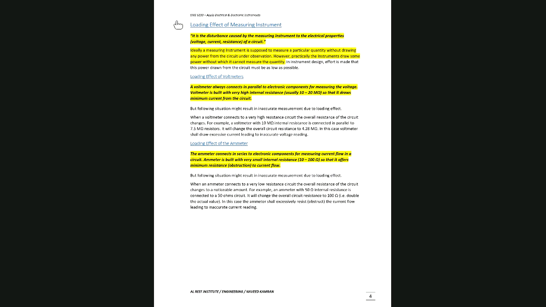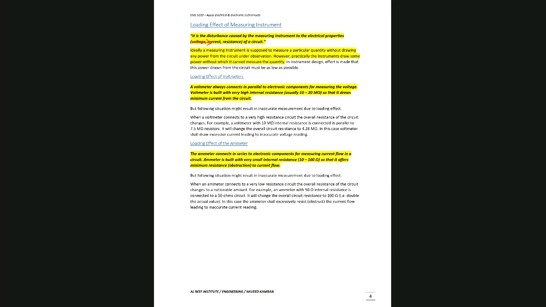So I have enlarged it for myself, and I will be going through this topic, which is about loading effect of measuring instruments. When you enlarge it, you can see it. I believe you can also see. Oh, no, I'm mistaken. No, I'm using the tool, the left side tool. All right, good. Okay. So the topic is about loading effect.